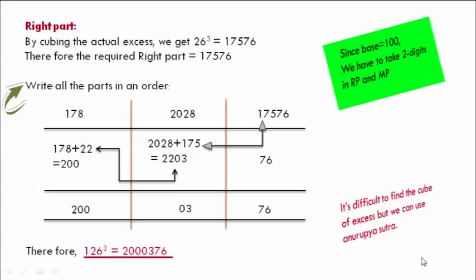Friends, I think that you might have faced a bit of difficulty while doing the process in the right part. In the right part we have to find the cube of the actual excess. But the actual excess we have got is 26. In order to find the cube of a 2-digit number, that is 26 cube, we face somewhat difficulty. But I suggest that it is better to use the Anurupena Sutra or else the geometric progression in order to find the cube of the given excess.